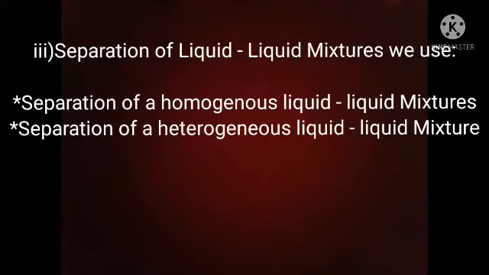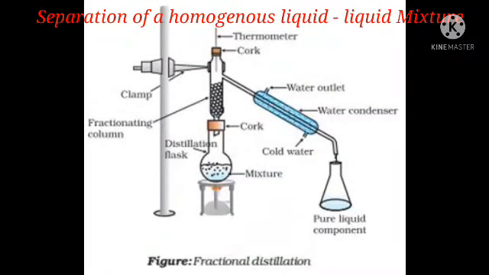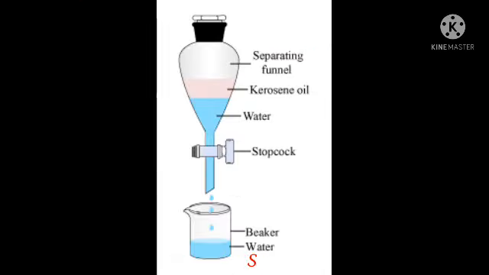While separating liquid-liquid mixtures, we use separation of a homogeneous liquid-liquid mixture and separation of a heterogeneous liquid-liquid mixture. When two liquids form a mixture in which they cannot be seen separately, they are called miscible. For example, alcohol and water. A mixture of alcohol and water can be separated based on the fact that each liquid boils at a definite and fixed temperature. This is called fractional distillation.